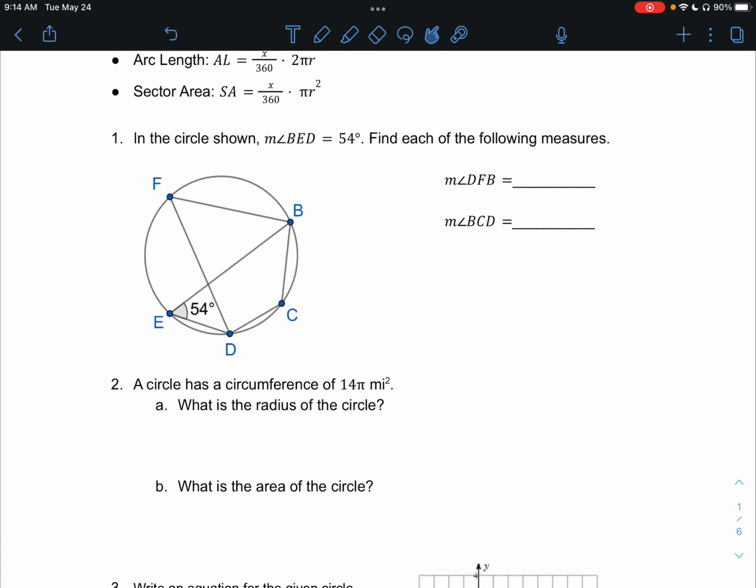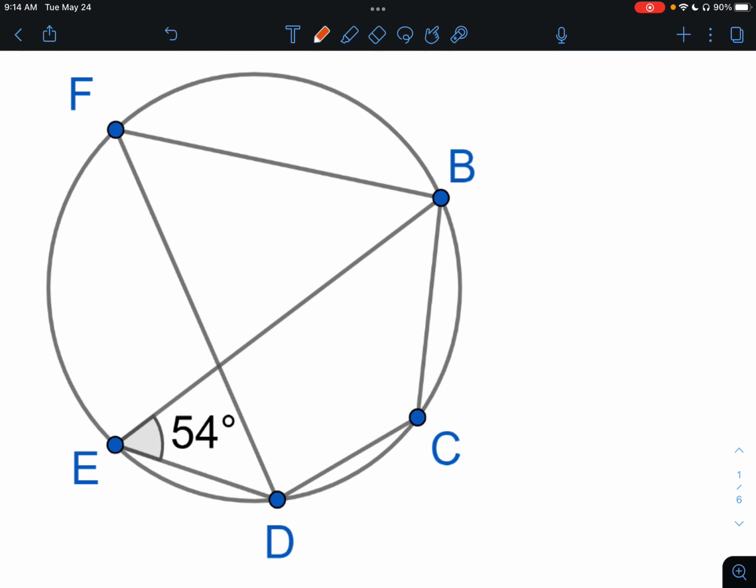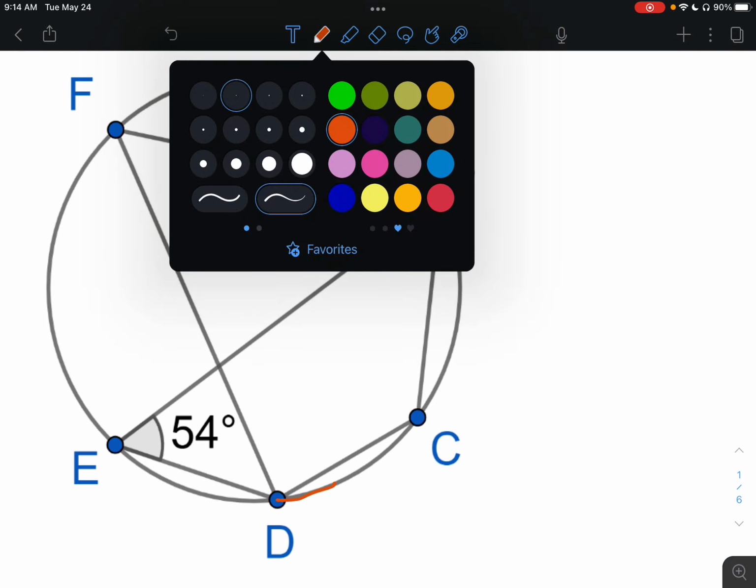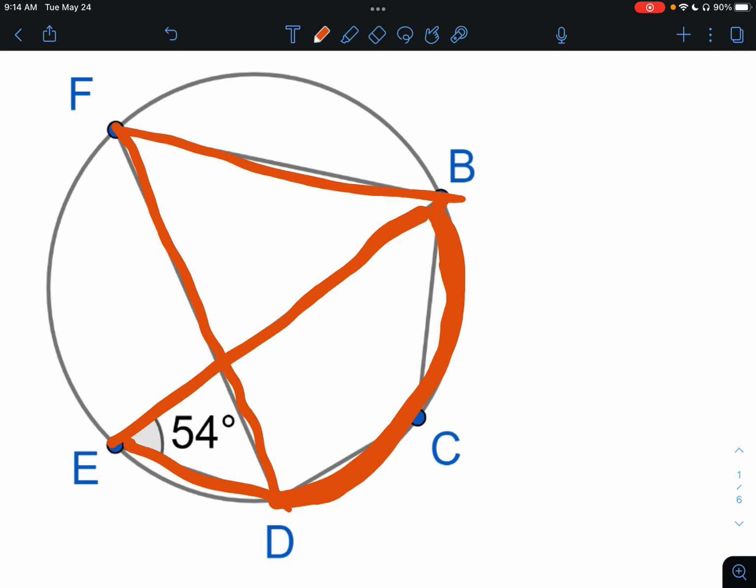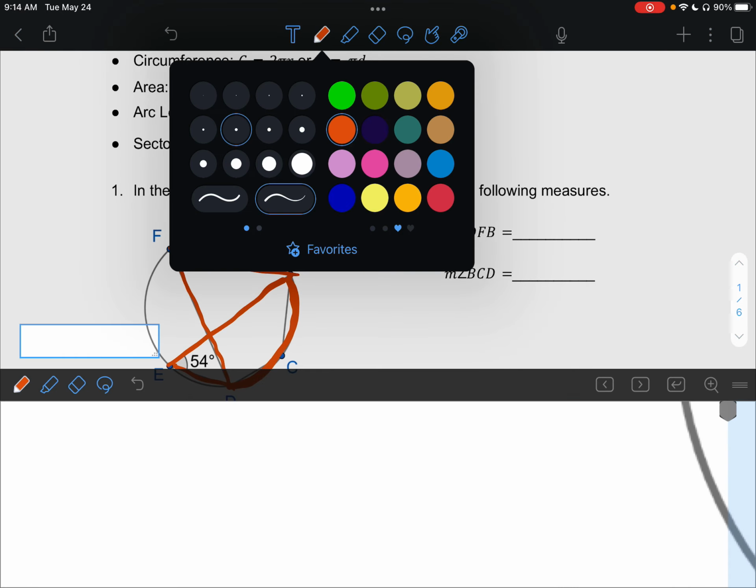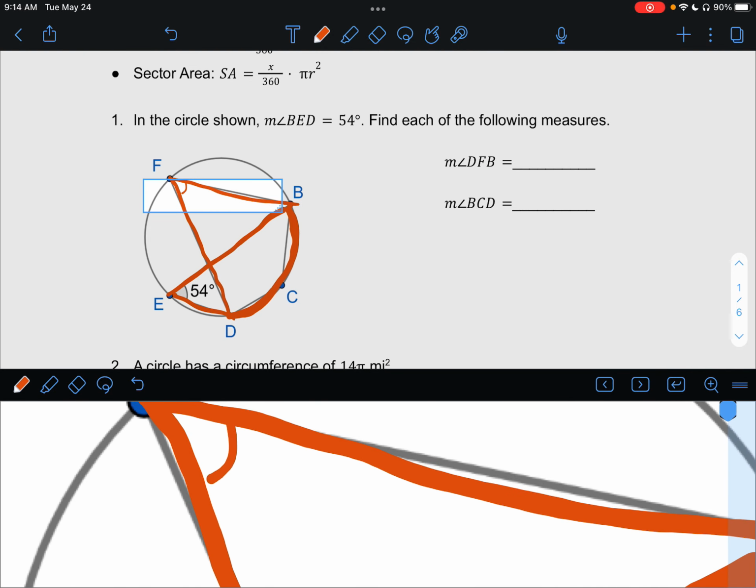All right, so question one. Let's see. I have this angle here is 54. And I can see that it forms this whole arc here. That 54 is across from this arc BD. And this angle is also across from that exact same arc. We talked in the notes about how if two angles are across from the exact same arc, then they have to be congruent. So the measure of angle DFB, this one up here, also has to be 54 degrees.